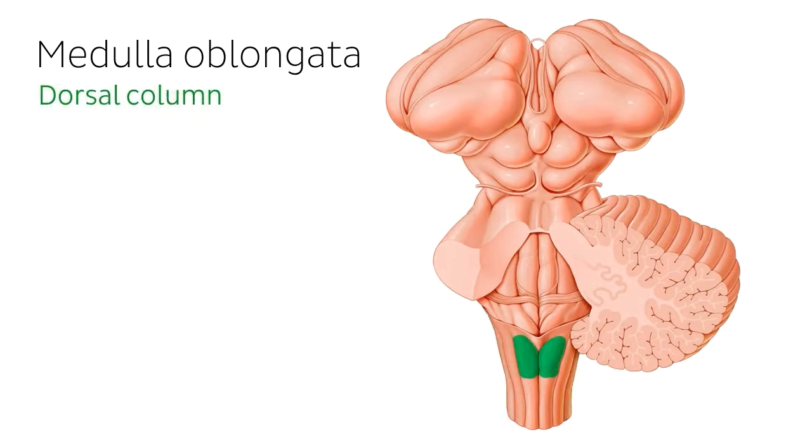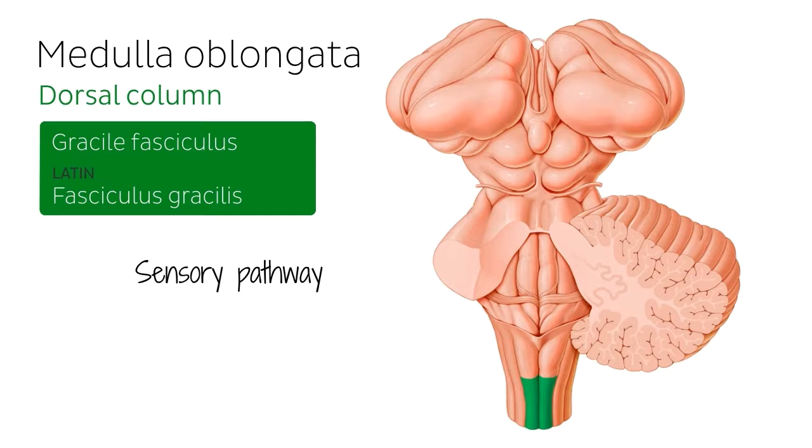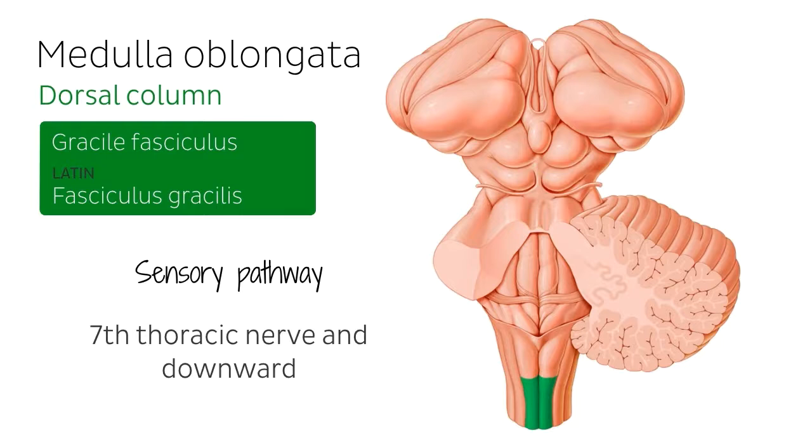So the first pair of tubercles and fasciculi we're going to look at is the most medial pair surrounding either side of the posterior median sulcus, the gracile tubercle and its corresponding fasciculus, the gracile fasciculus. And the dorsal column, also known as the medial lemniscus pathway, is primarily a sensory pathway and is in fact the major sensory pathway of the nervous system, and therefore it carries information for touch, pressure and proprioception of the lower body, mainly from the legs and the trunk. The gracile fascicle is formed by the axons of the neurons located in the dorsal root ganglia of the 7th thoracic nerve and downward.